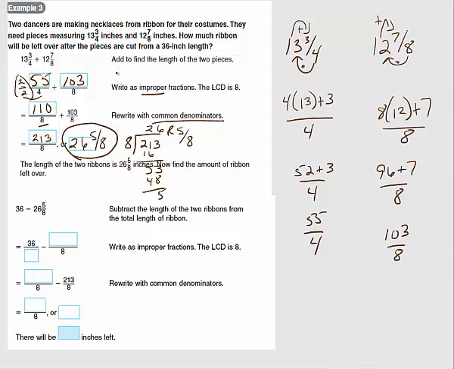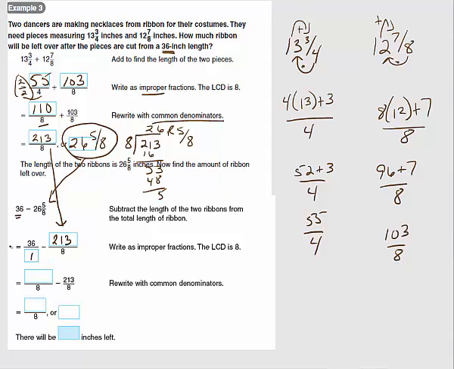This is how much ribbon they need, but that was not our question. Our question was how much will be left over. So I need to take the 36 inches and subtract the 26 and 5/8. 36 becomes 36 over 1 when I write it as an improper fraction. And I'm going to back up here and write this as an improper fraction. So this is going to be 213. We're going to write them as improper fractions, and afterwards we're going to get a common denominator.